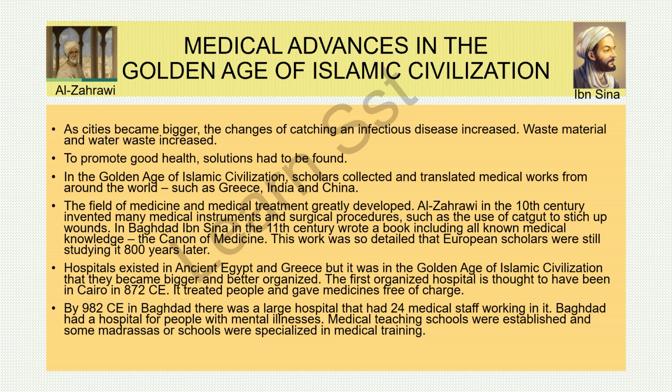By 982 CE in Baghdad, there was a large hospital that had 24 medical staff working in it. Baghdad had a hospital for people with mental illness. Medical teaching schools were established and specialized in medical training. So slowly and steadily, after the hospital was set up, 24 staff were employed in the hospital. Then medical teaching colleges came up, and they started giving all sorts of medical training. There were also madrasas, and these schools or madrasas were specializing in medical training.